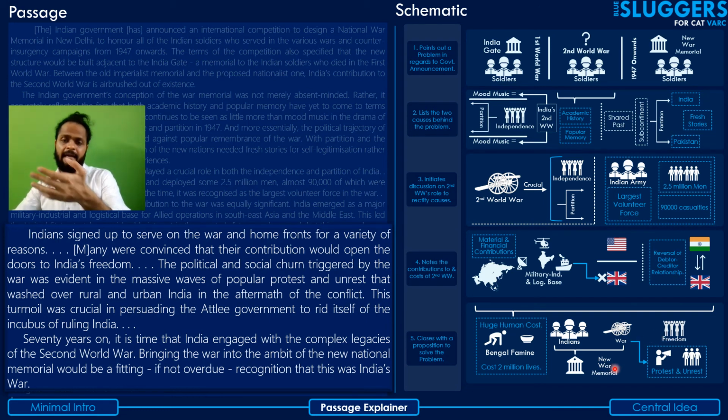So, and then he finally puts his final proposition, based on all these arguments that he has made: 70 years on, it is time that India engaged with the complex legacies of the Second World War, and bringing the war, or the effort that the Indians had put into the Second World War, into the ambit of the new national memorial would be a fitting, if not overdue, recognition that this was India's war as well. Okay, so he closes with a proposition which can solve the problem that he had stated at the very start of the passage. Okay.